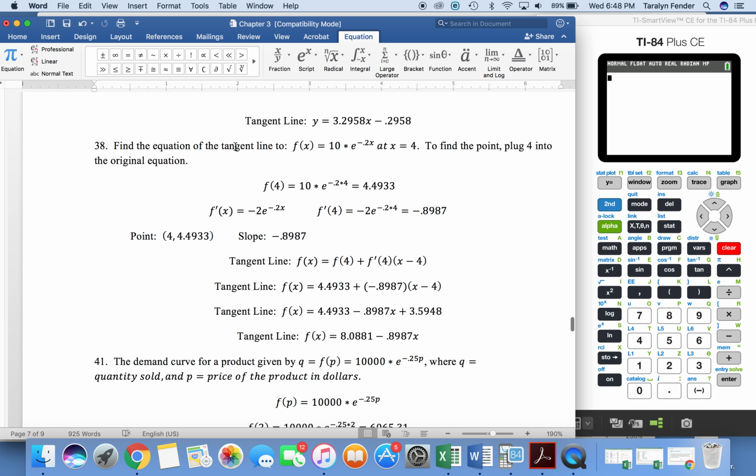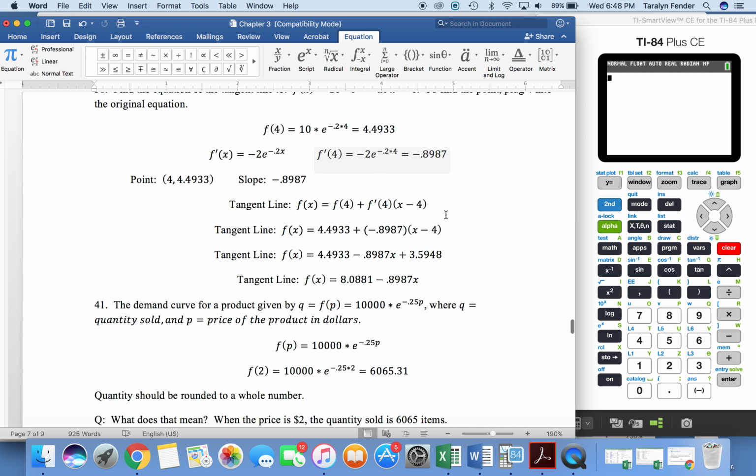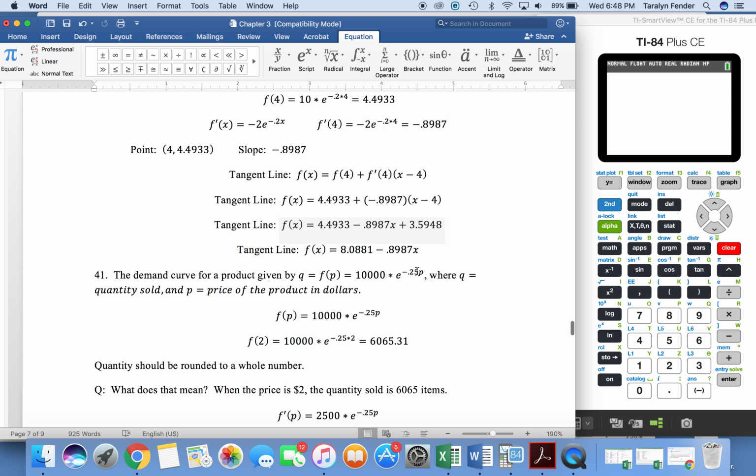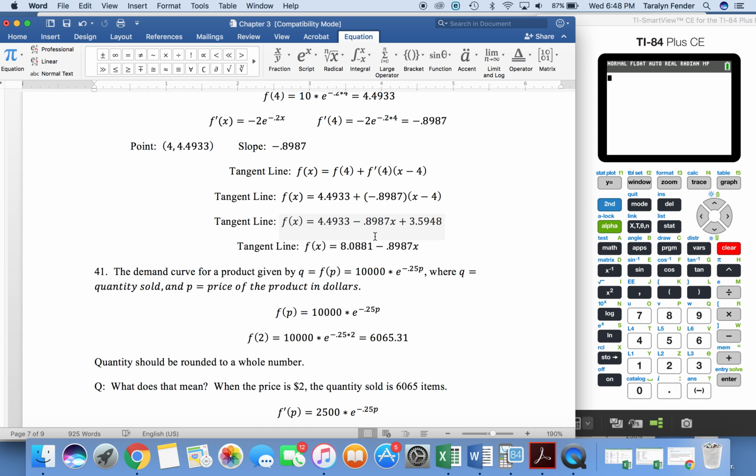Find the equation of the tangent line when you have a continuous function. We wanted x is equal to 4. We plug in 4 into our original equation to find our point. So the point is 4.4933. Then we find the derivative, plug the value of 4 in to find our slope, which is negative 0.8987. Use that to find the tangent line equation.